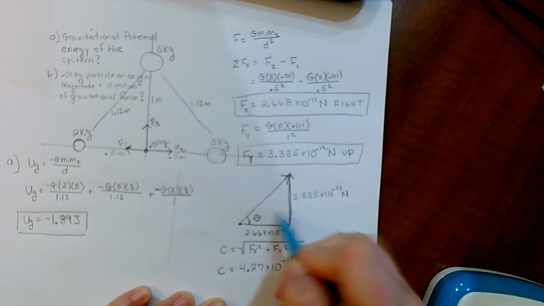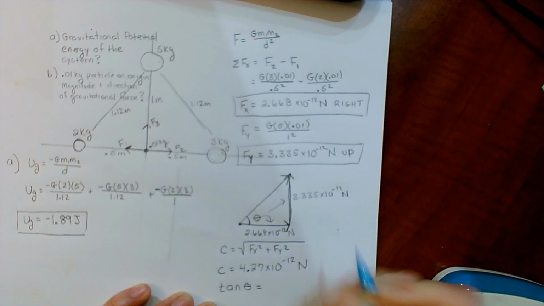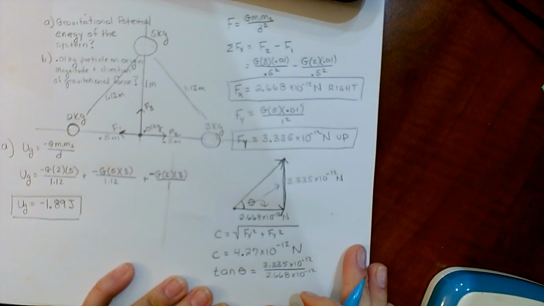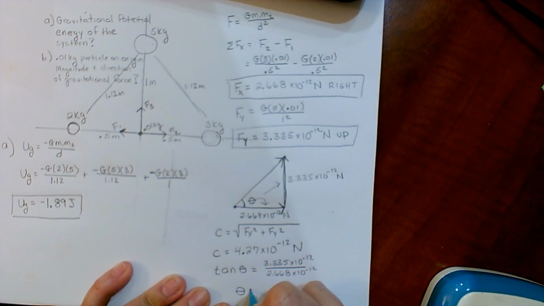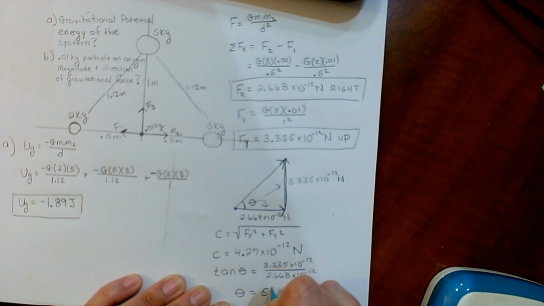And the last thing we need to do is find the angle. I'm going to do the tangent, opposite over adjacent. So the tangent of theta equals 3.335 times 10 to the negative 12 over 2.668 times 10 to the negative 12. You can do the inverse tangent to solve for theta. So I have theta equals 51.3 degrees. You can say above the positive x-axis.